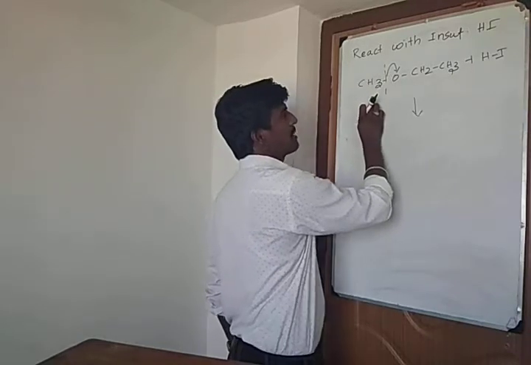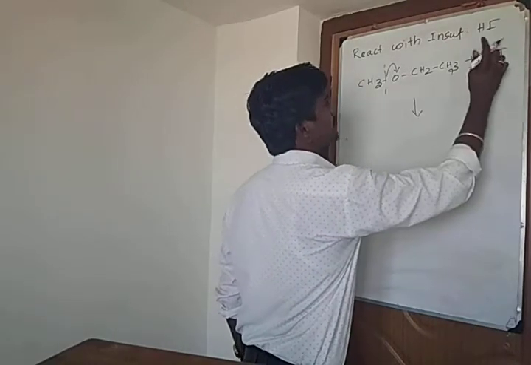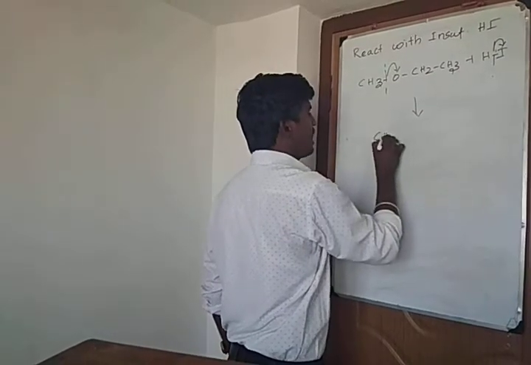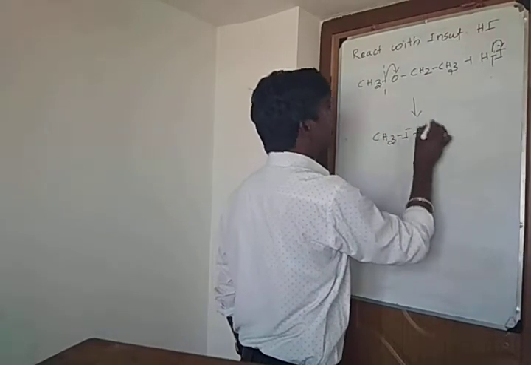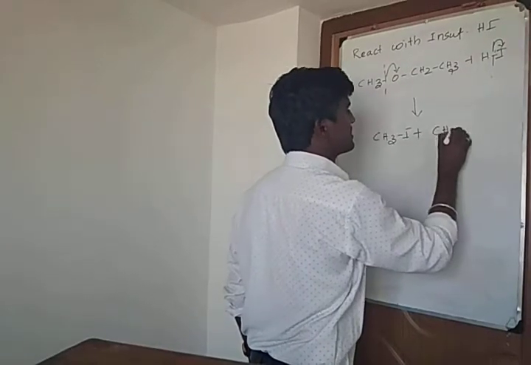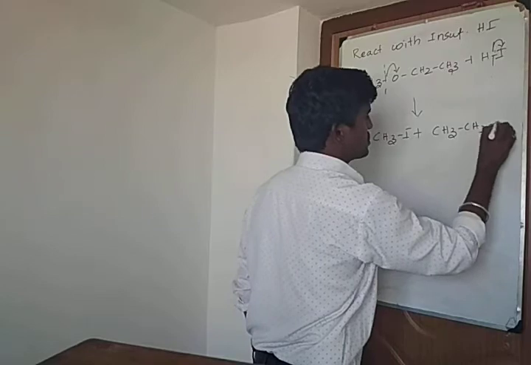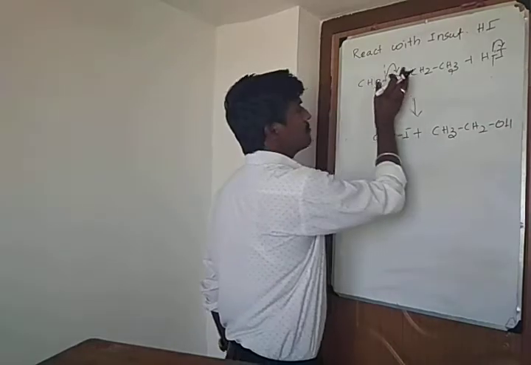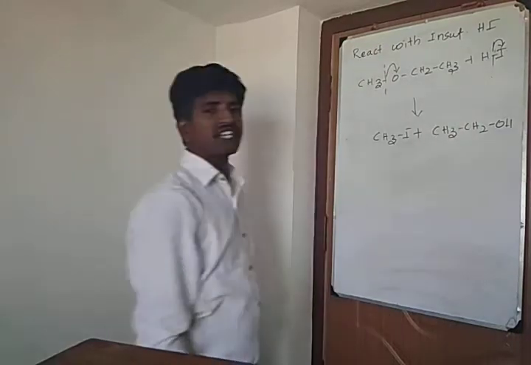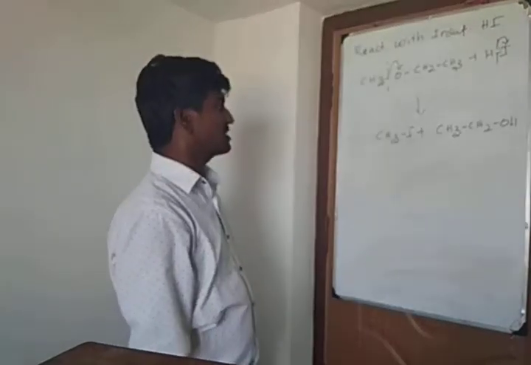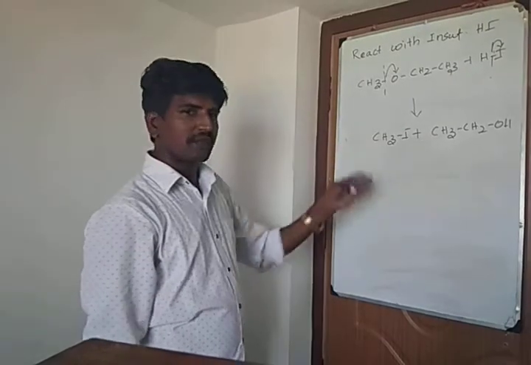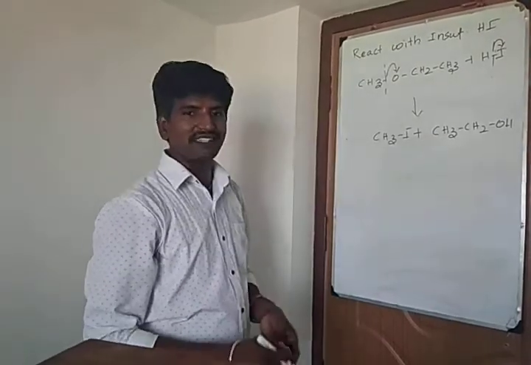The CH3 plus combines with I minus. Am I right? So CH3I, plus, what's the charge of O? Minus. With H plus, you get CH3CH2OH, two products. When mixed ether reacts with an insufficient amount of hydrogen iodide, it gives two products: one is iodide, another is alcohol. Its mechanism I already taught in simple ether, the same only.